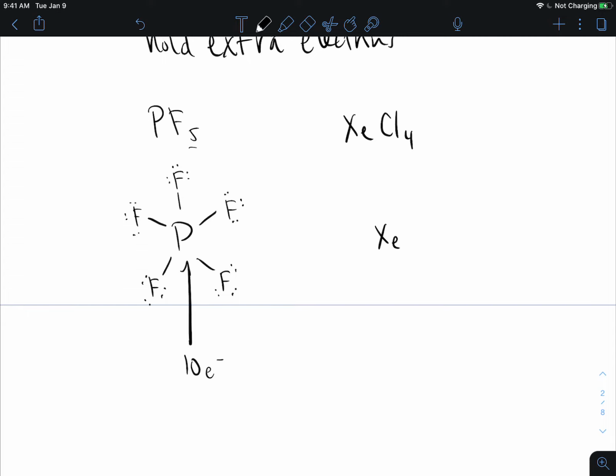Xenon as well. If we were to draw its structure out, xenon tetrachloride, it would look like this. And again, here we have a structure where we don't have any formal charges, but we have 12 electrons around the central atom. Okay.